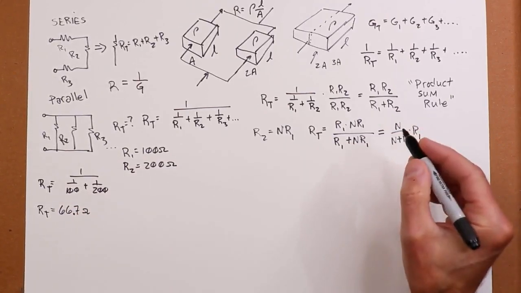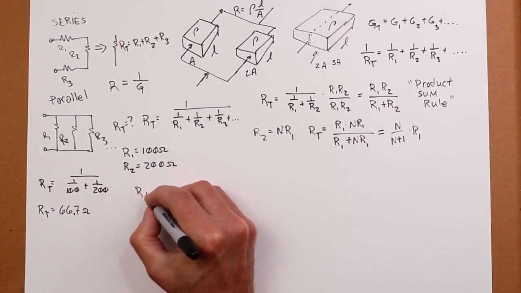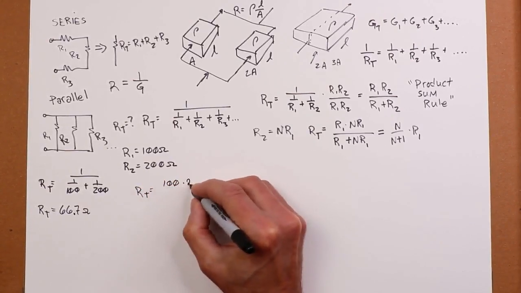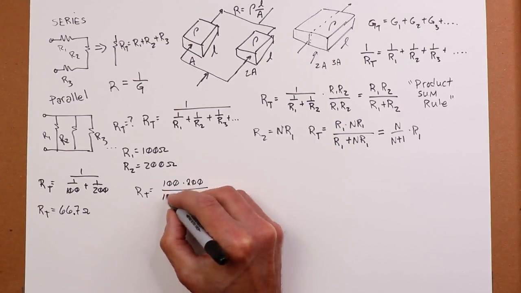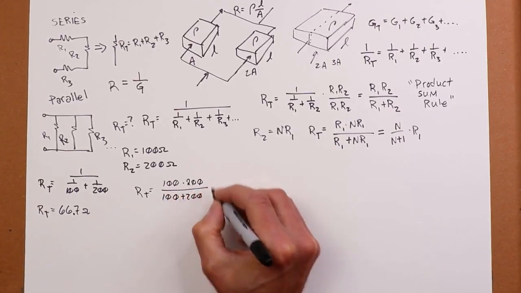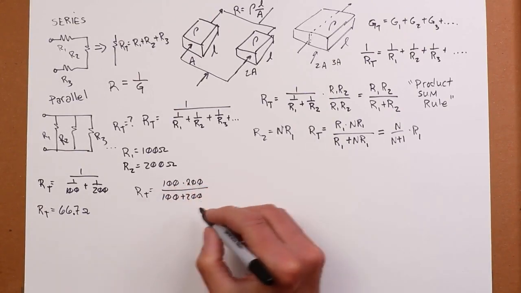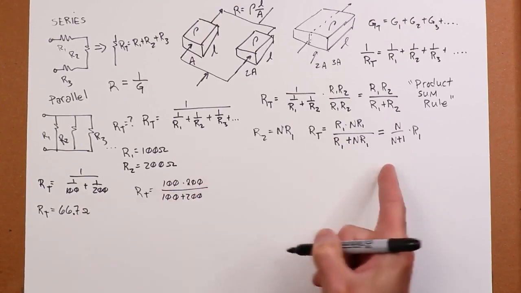Could do the product sum rule. It's 100 times the 200. So I'm going to have ohms squared up here, divided by 100 plus 200. All right, so it's ohms squared divided by ohms, which gets us ohms again, right? So same thing, we divide that by 300 ohms, we're going to end up with 66.7.